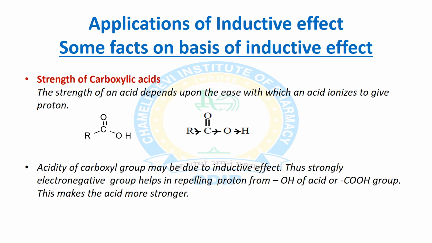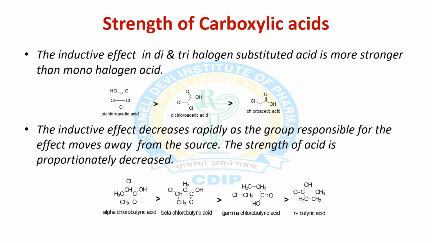Now, the acidity of carboxylic groups is due to the inductive effect we have already discussed in the previous slides, and strongly electronegative groups help in repelling the proton from the OH of the acid or the COOH group, making it more acidic in nature. While talking about di or tri substituted halogen acids, a halogen is an electron withdrawing group, so the acid becomes stronger.